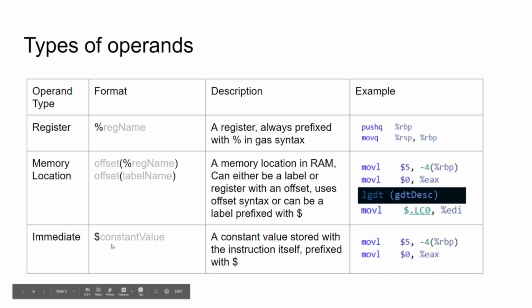So I guess it would probably be better just to go over immediates first as well. An immediate is a constant value stored within the instruction itself, and it's prefixed with a $ sign. So here we're talking like $5. This represents the literal value 5 being put into the EAX register. This is 0 being put into the EAX register. This is 5 being put into the memory location pointed to by RBP -4. That is the best description that I think I can potentially give of this.